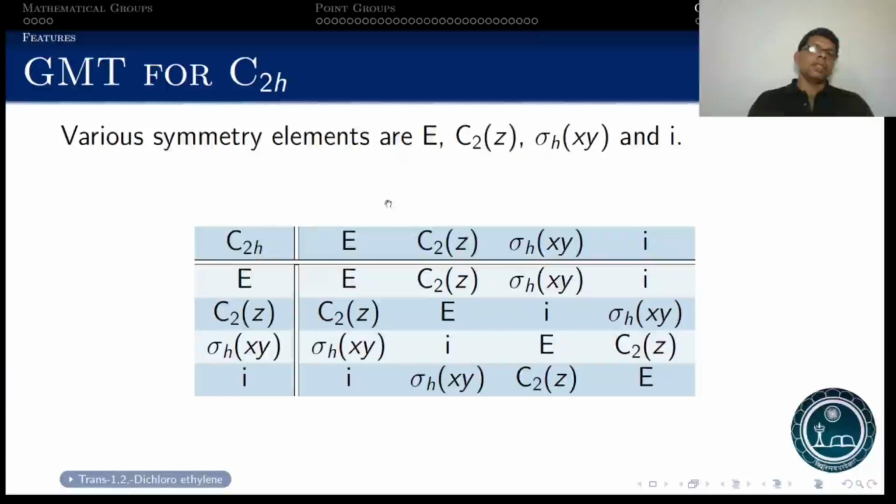The best example for C2H is trans 1,2-dichloroethylene. Simply ethylene would be D2H; a diagonal plane will also be there, so it is D2H, which we have seen earlier. Nothing more to say.